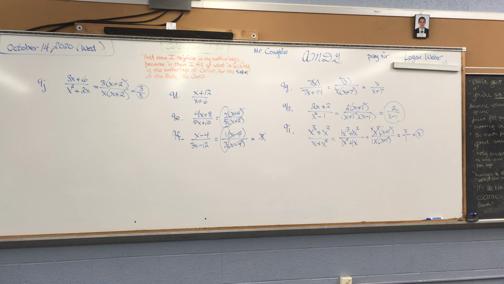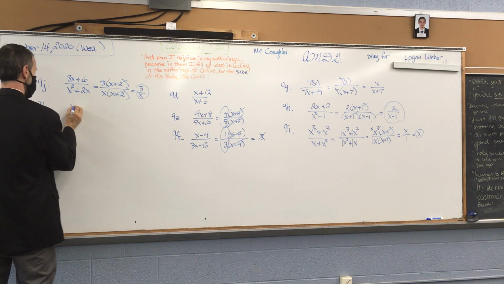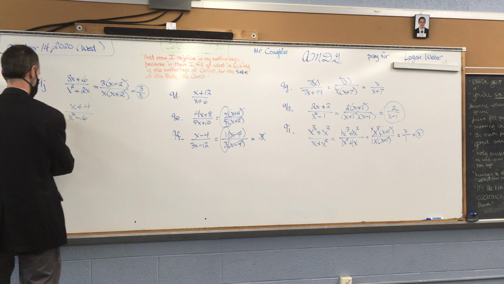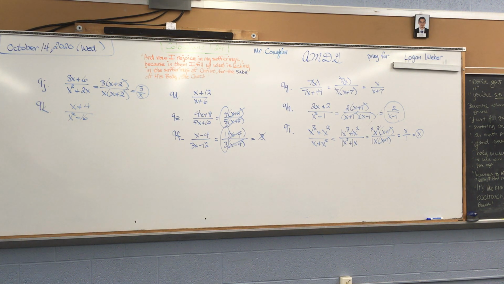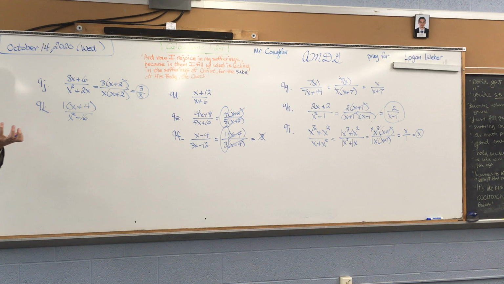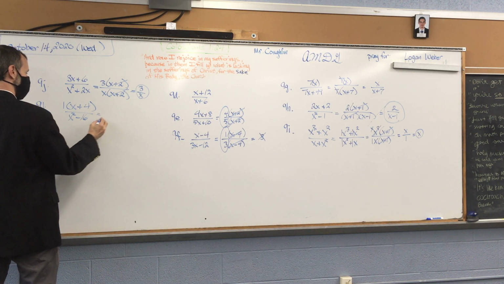All right. Number 9k. You could probably see it now. X plus 4 over x squared minus 16. Does anybody see the trick? You pull out minus GCF at the top. Definitely. Normally we don't do that, but I like it this time. So you have 1 parentheses x plus 4.